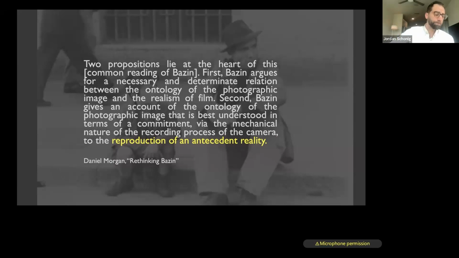In other words, despite the variety and the richness of Bazin's writing, there was a tendency to think of his ideas as coming back to this idea that a film is always giving us a material piece of evidence of the existence of the things in front of it. And therefore, we always think about cinema as having this connection.